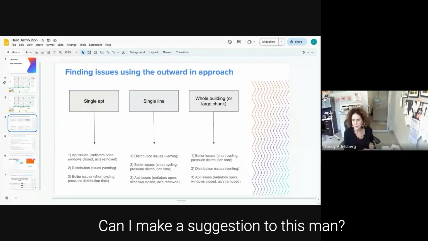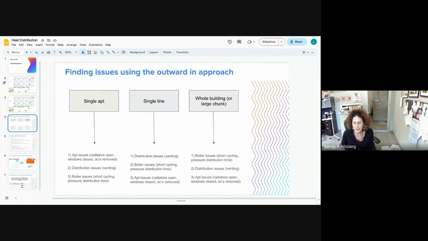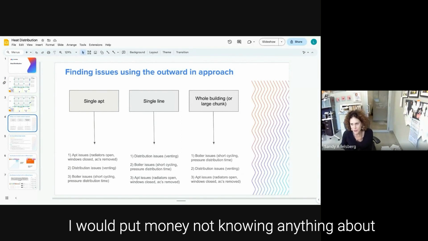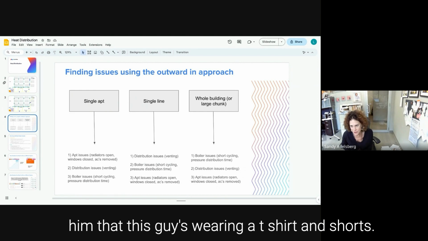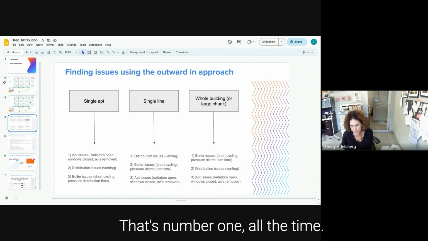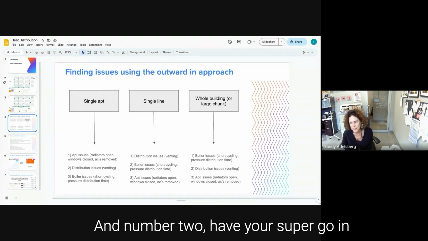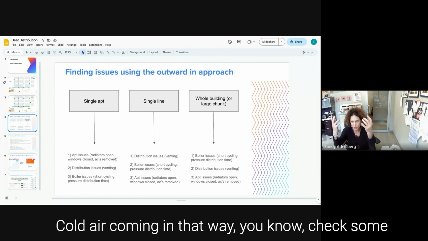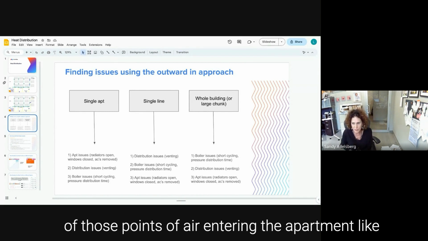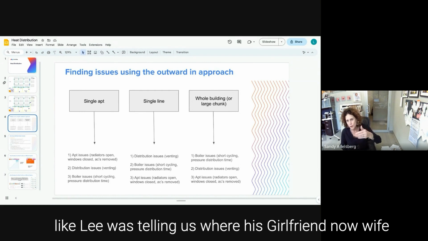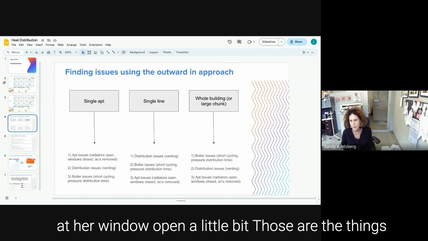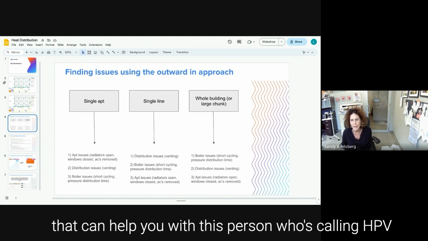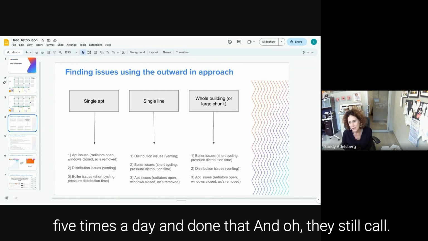Can I make a suggestion to this man? Sure, please. I would put money, not knowing anything about him, that this guy's wearing a t-shirt and shorts. That's number one, all the time. And number two, have your super go in there, check his windows, put some caulking around the windows so that there's no cold air coming in that way. Check some of those points of air entering the apartment, like Lee was telling us where his girlfriend, now wife, had her window open a little bit. Those are the things that can help you with this person who's calling HPD 5 times a day. And done that. And they still call.